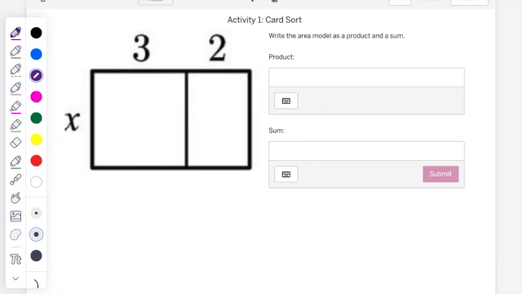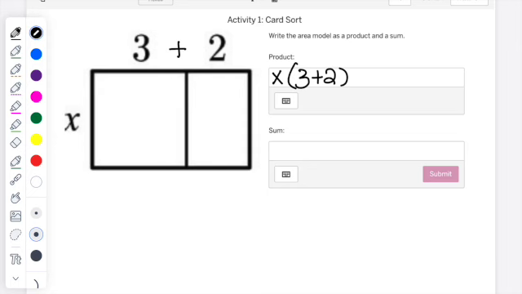All right, hopefully you've gotten that done. If I am doing my product, I'm going to put the plus in up here. And I know that 3 plus 2 is my base, and x is my height. So I'm going to put the x right here. And now I've got my product and I need to find the sum.